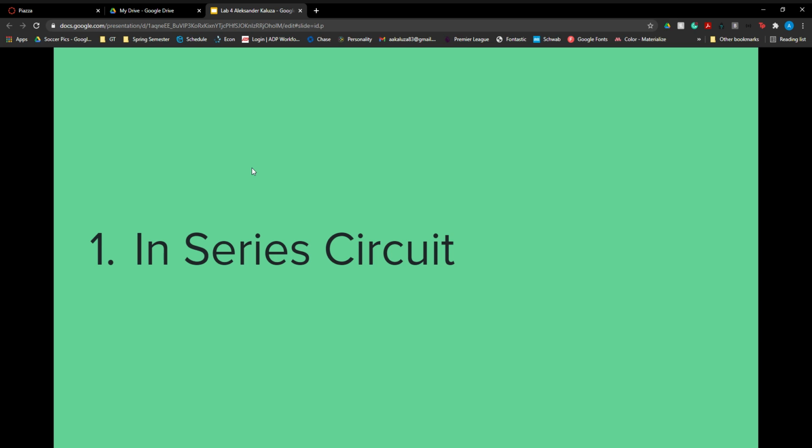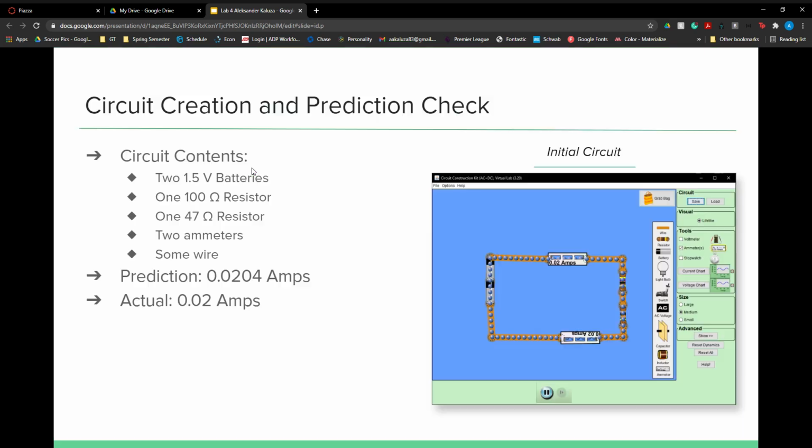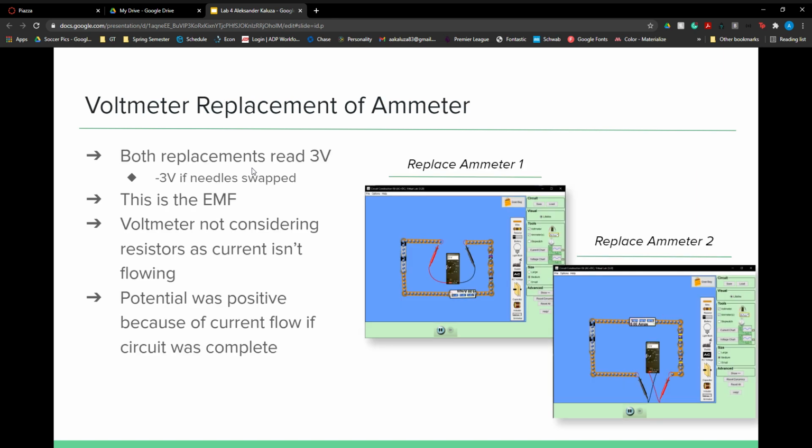Moving into the first circuit of this lab, the in-series circuit, it contained two batteries, two resistors of different resistance, and some ammeters and some wire. My prediction, as stated on the first slide, was 0.02, and the actual, as you can see on the image here on the right of the circuit, was also 0.02, which was good.